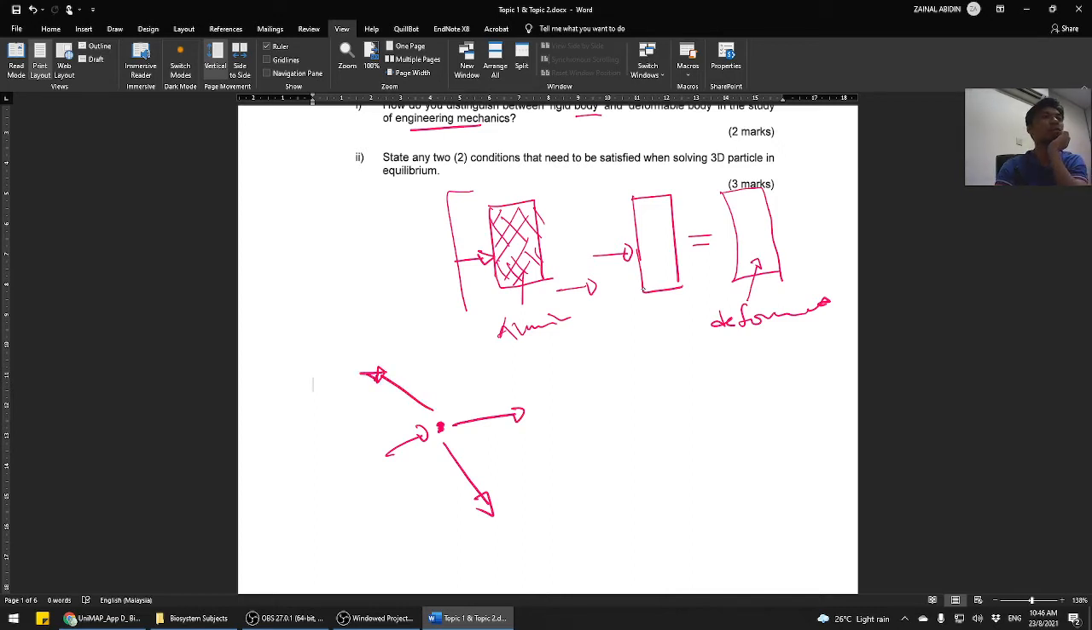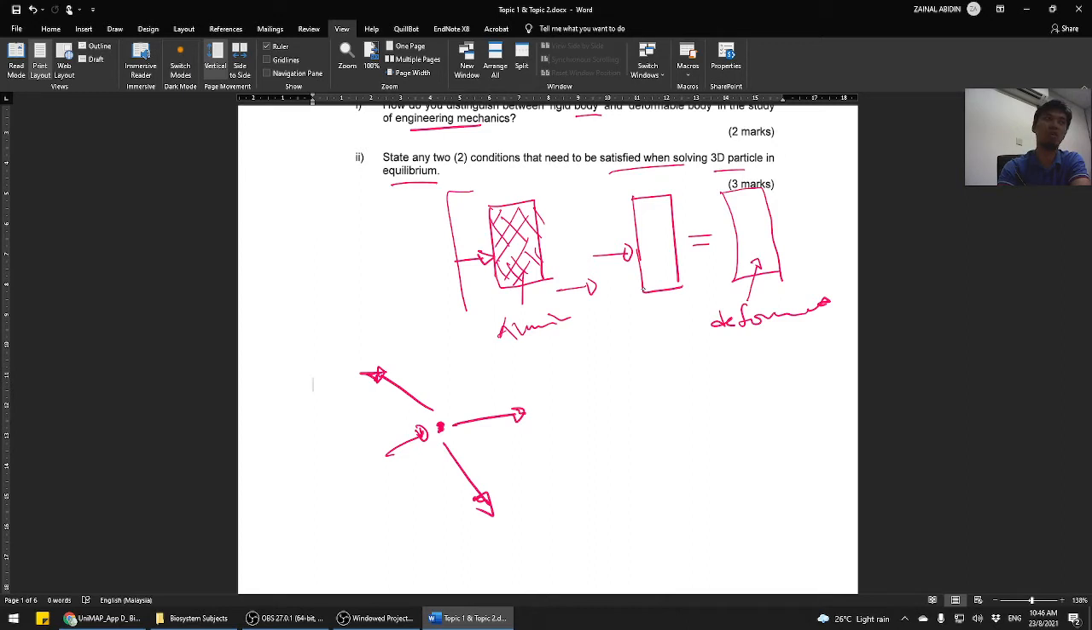Here. Okay, this is the arrow of force. This is the arrow of force. So, state any two conditions that need to be satisfied when solving 3D particle in equilibrium. What does it mean by equilibrium? Which means the particle is static.